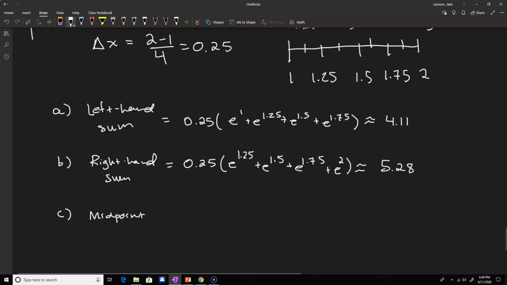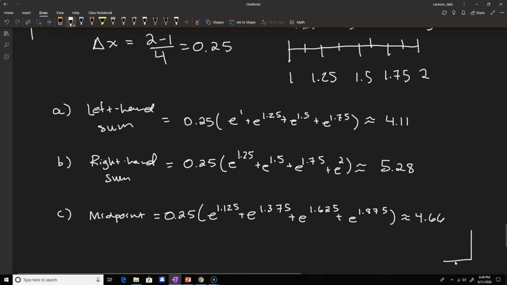For the midpoint we still have a width of 0.25, but now we're using those values on top. So e to the 1.125 plus e to the 1.375 plus e to the 1.625 plus e to the 1.875. So this comes out to about 4.66, so slightly lower. But anyway, that's a pretty nice overview of the approximation technique using left-hand sums, right-hand sums, and midpoint sums.